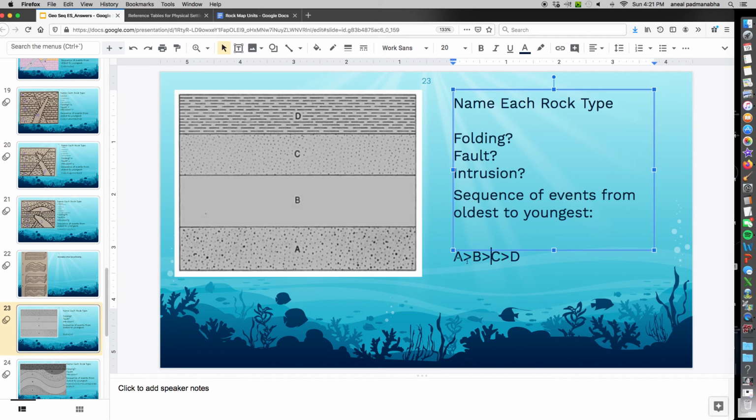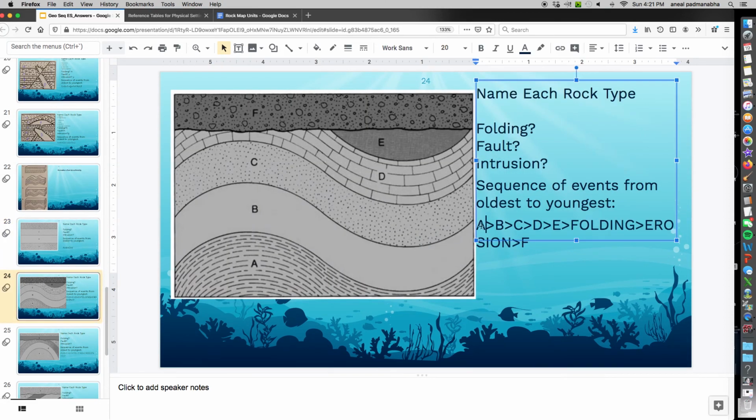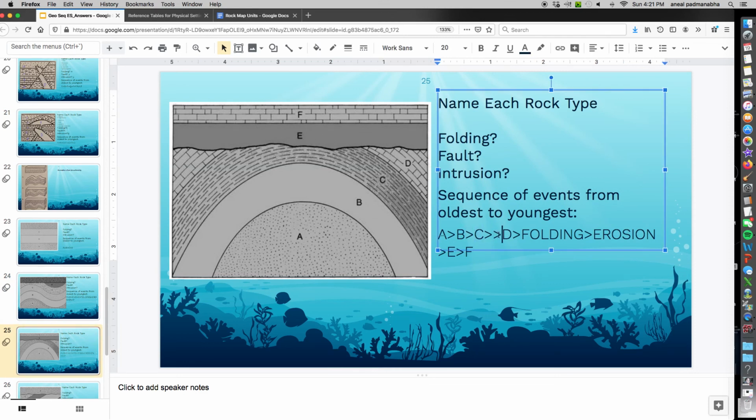These are a piece of cake. A, B, C, and then finally D. They show that beautifully. This one's pretty straightforward too. A, then B, then C, then D, then E, then folding, then erosion. There's the squiggly line, and then there's F right there that goes on top. Going on to this one right here. A was deposited, B, C. Oh, got a double on right there. D was deposited. Then you have folding that occurs.